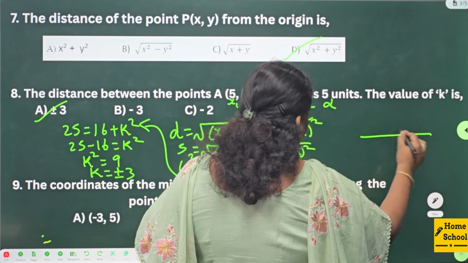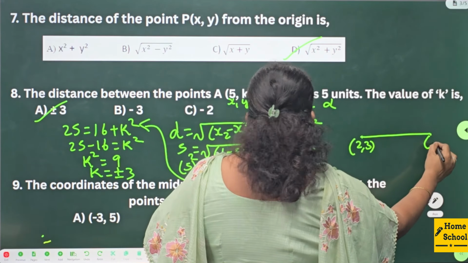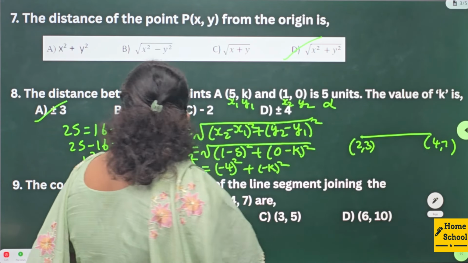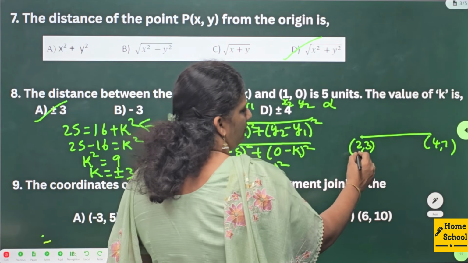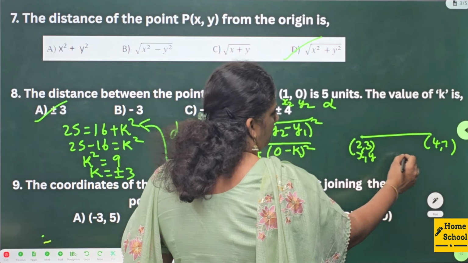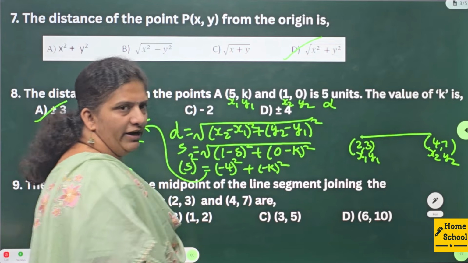Let me take a line segment here, joining points (2, 3) and (4, 7). The coordinates of the midpoint we need. What is the midpoint formula? (x1 plus x2) by 2, (y1 plus y2) by 2.